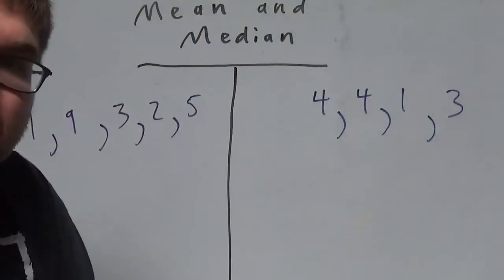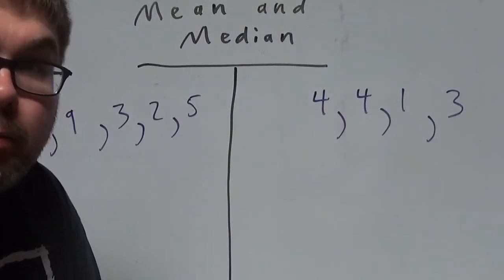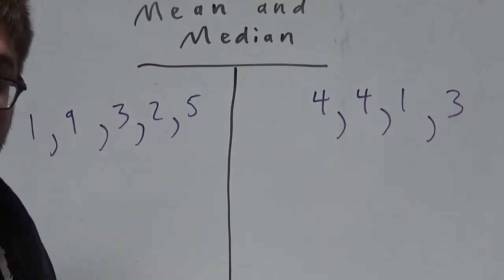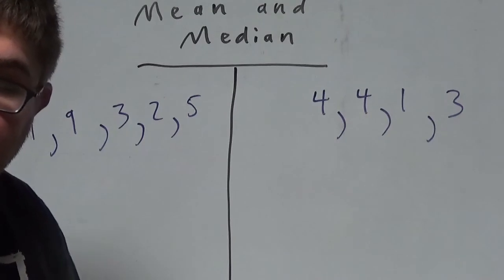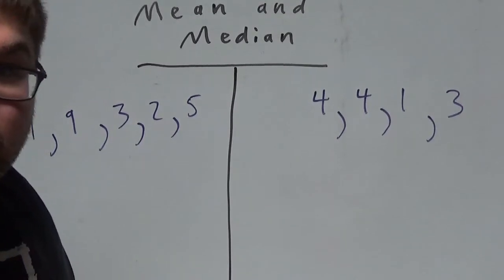Hey, this is Mr. Coker with Algebra Lesson 5.1 Part 1, Mean and Median. I'll make another video that's Part 2 that deals with finding mode and finding range.